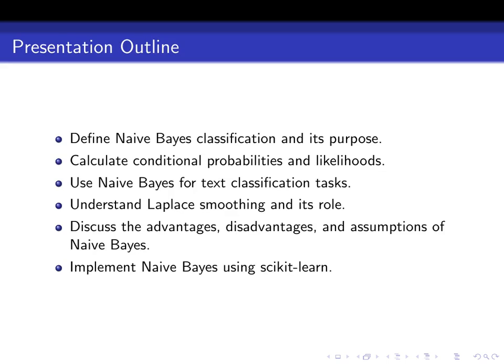Here's what we'll cover in this presentation. First, we'll define what naive Bayes classification is and explore its purpose. Then, we'll calculate conditional probabilities and likelihoods. Next, we'll learn how naive Bayes is applied to text classification tasks and understand the importance of Laplace smoothing.